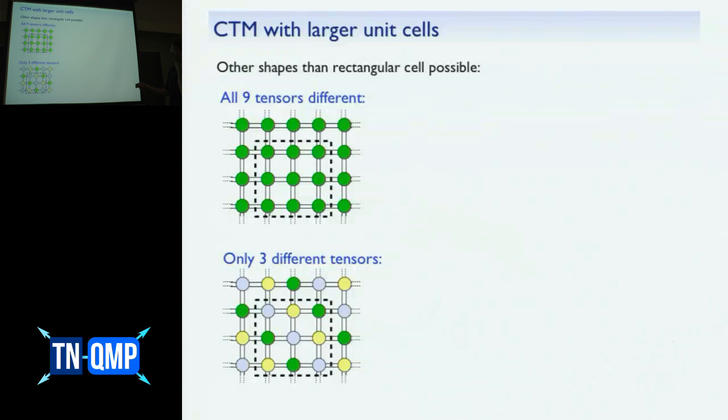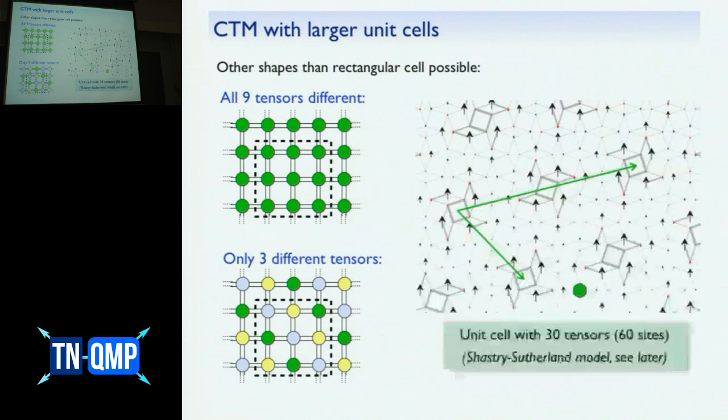So here, I would have this square lattice cell, but the actual unit cell would only contain three sides here, a blue, a yellow, and a green side here. So you can work with a rectangular unit cell, but it doesn't need to be that every tensor is different in that unit cell.